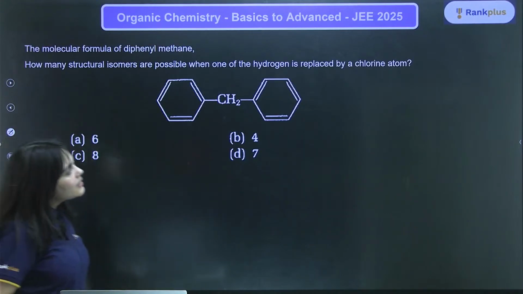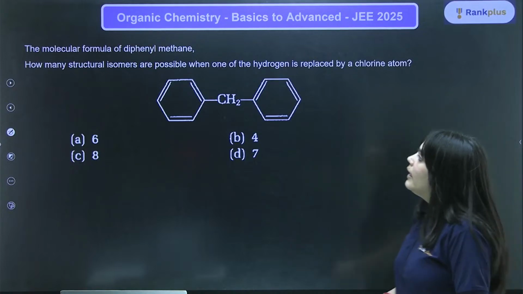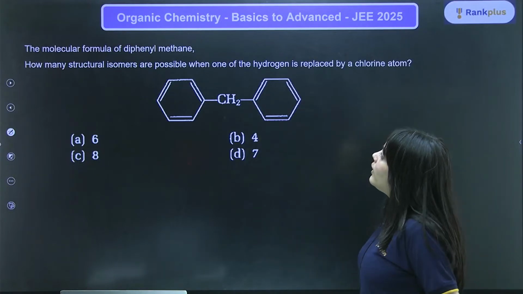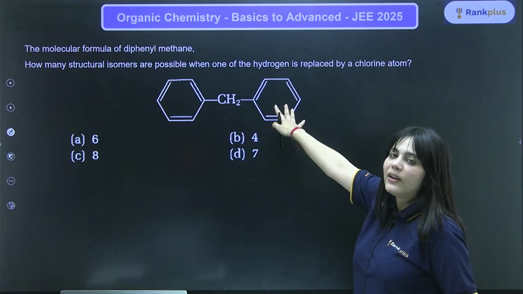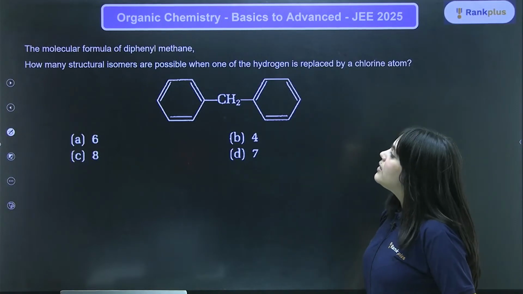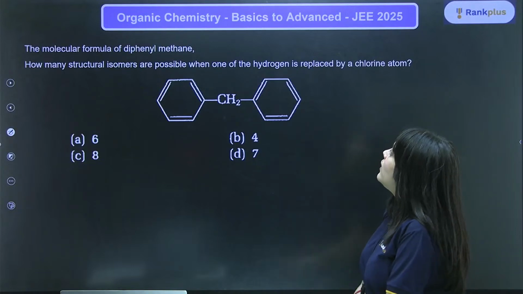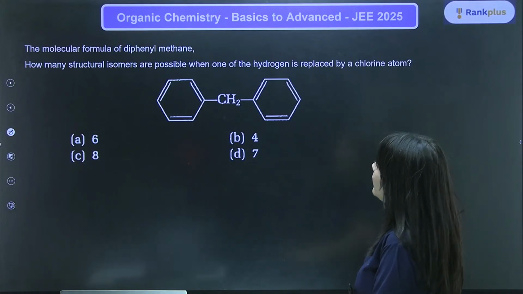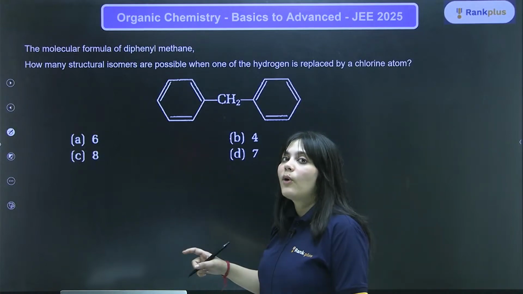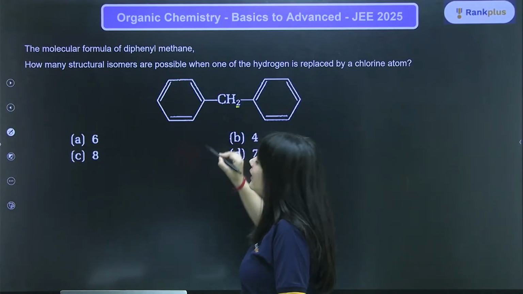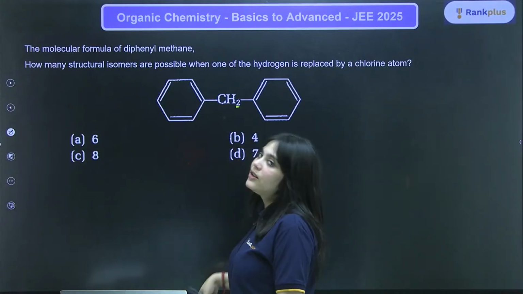Now once again, this is a very good example. I want you to try this also. See, they have given you the molecular formula of diphenyl methane. They have written over here, this is diphenyl methane. Now they've asked you how many structural isomers are possible when one of the hydrogens is replaced by a chlorine atom. So what they've asked you is how many structural isomers are possible when you replace one hydrogen by one chlorine. How many isomers are possible?